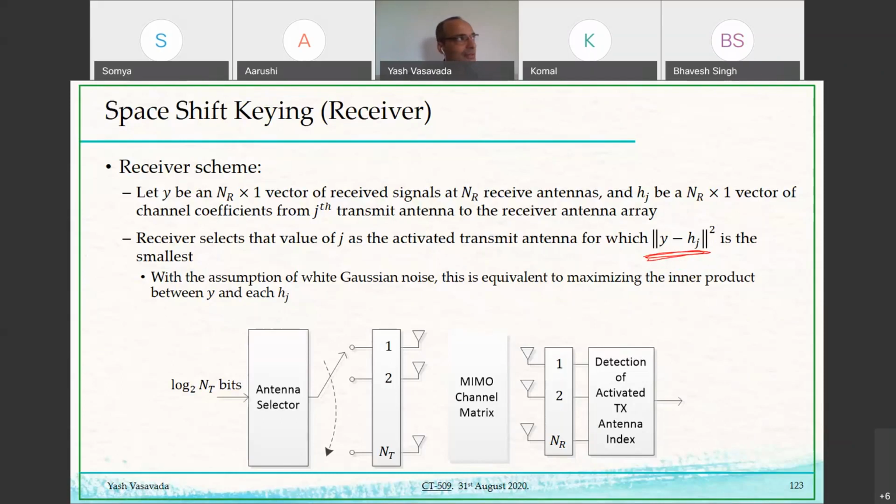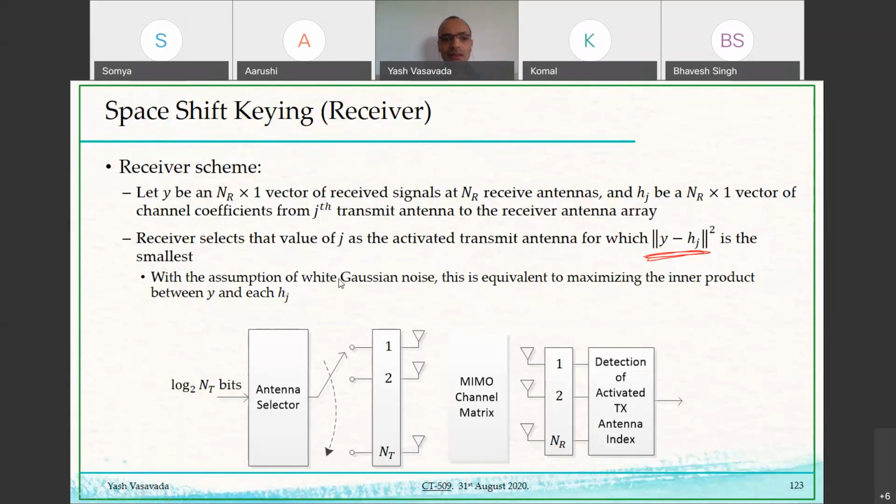Yeah, so it is. This is Euclidean distance, and we are minimizing the Euclidean distance. So this is called the minimum distance detector, right? We have studied this, I think, in the earlier semester. So this is the minimum Euclidean distance detector scheme.